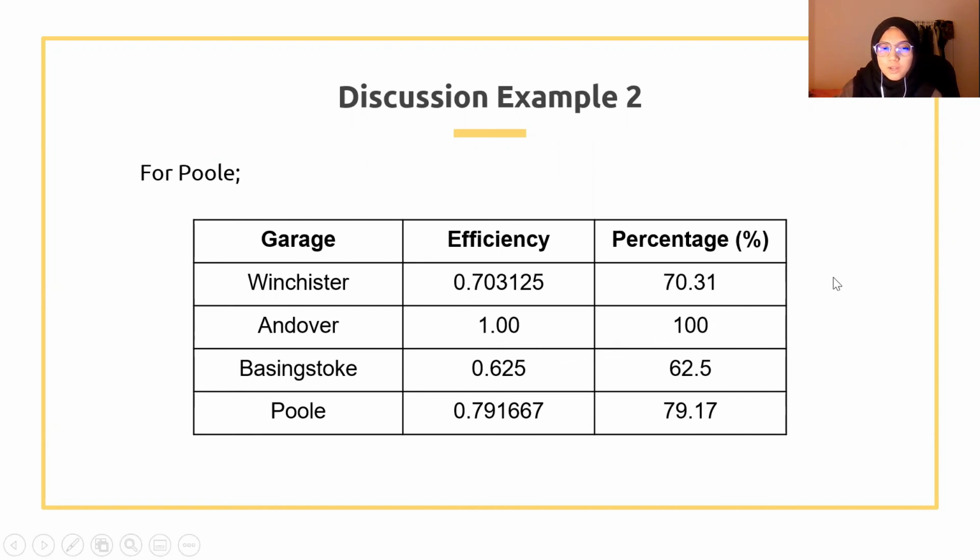Why do we need to find the target values, the reference set? Because this is in order to avoid studying all of the garages, so that we can compare with the one with the highest efficiency. So that's all from us.